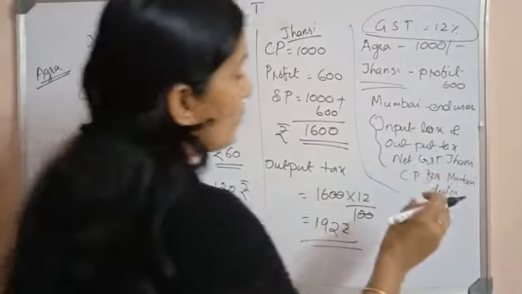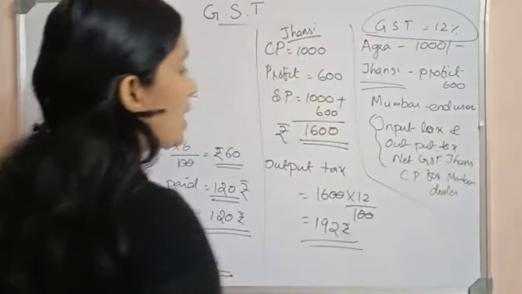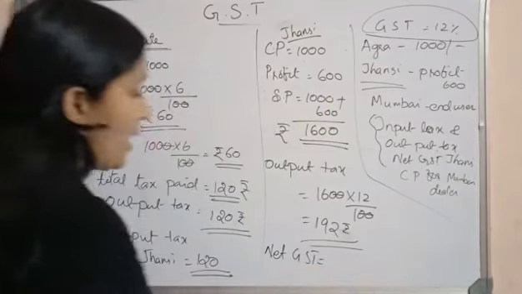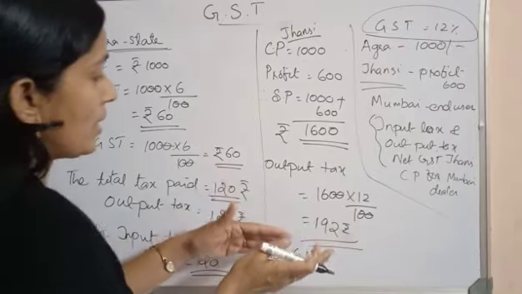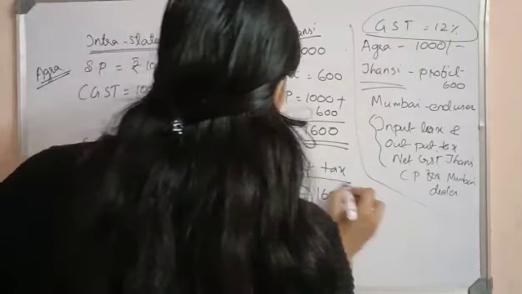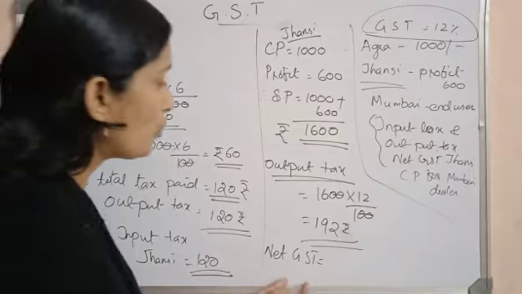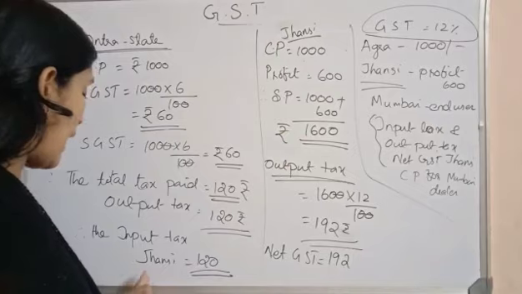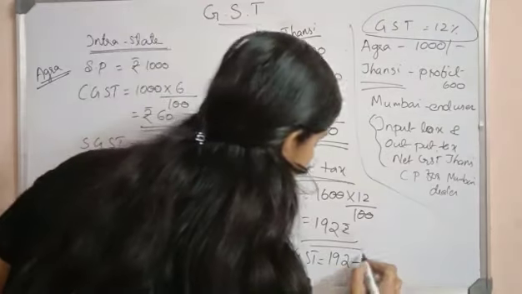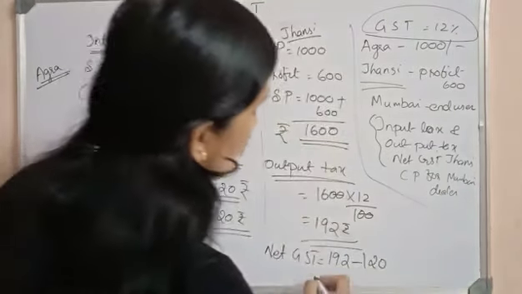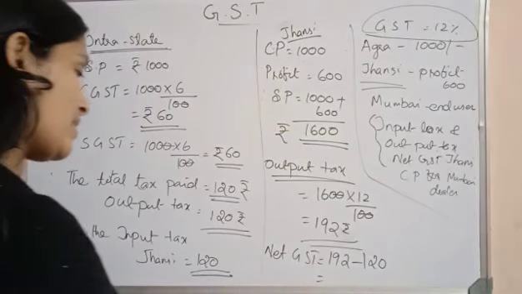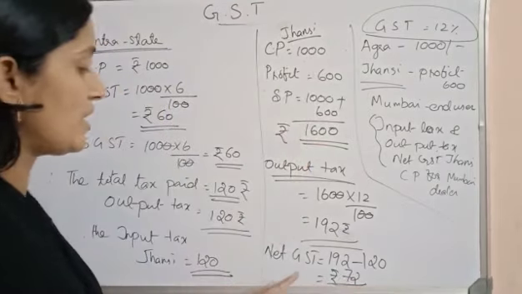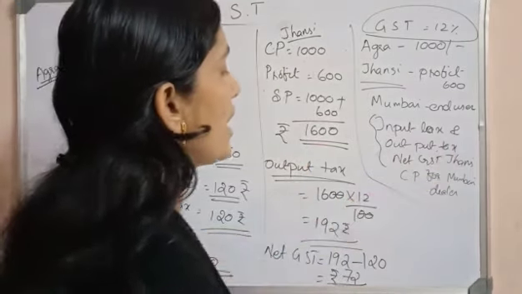And now we need to find what is the net GST paid by the dealer in Jhansi. So net GST, as I have told you, is calculated as the difference between the output tax and the input tax. The output tax for the dealer in Jhansi is 192 and the input tax for the dealer in Jhansi is 120. So the difference between these two will give you the net GST. That is rupees 72. 72 is the net GST paid by the dealer in Jhansi.